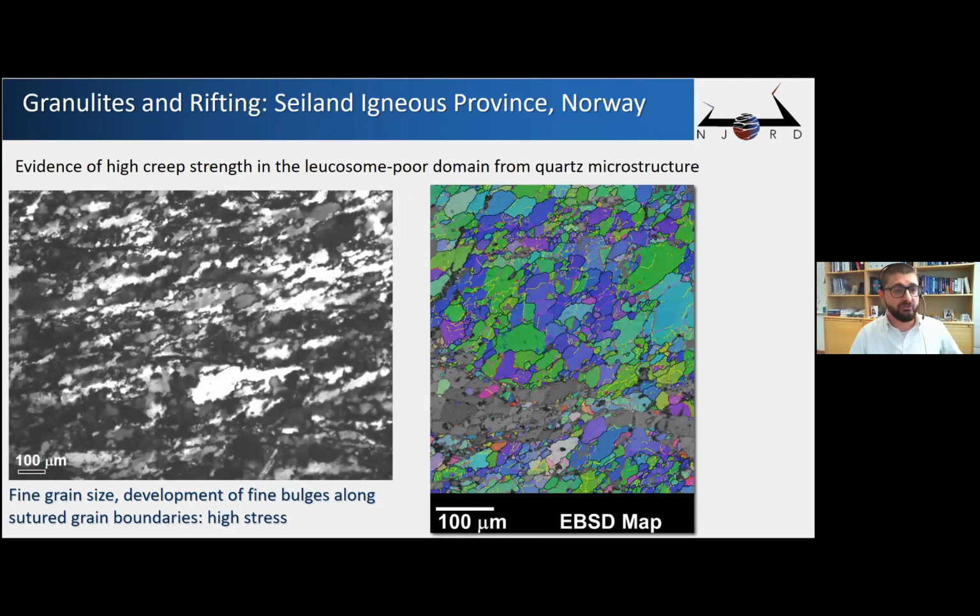For those of you who are more familiar with quartz microstructure, perhaps you can identify bulging recrystallization here or fine bulges along suture grain boundaries. These are microstructures characteristic of high stresses during dislocation creep. So we used EBSD to investigate the quartz microstructure and grain size better.